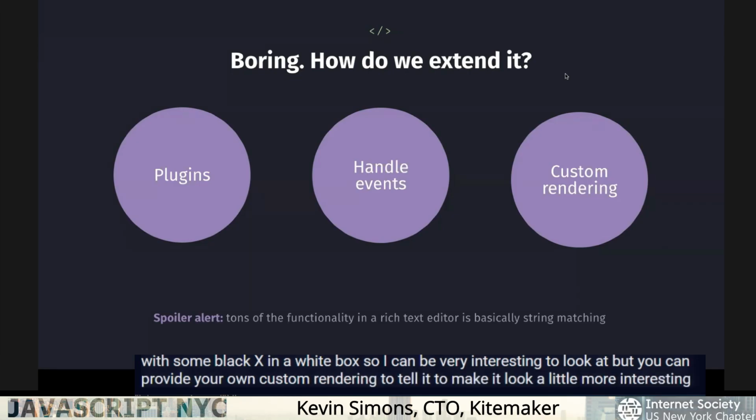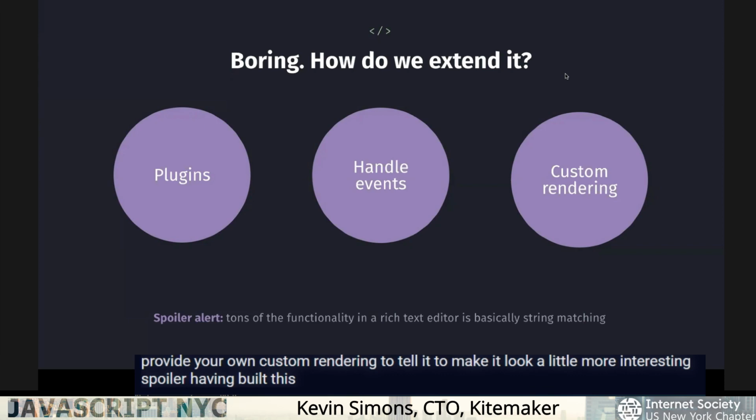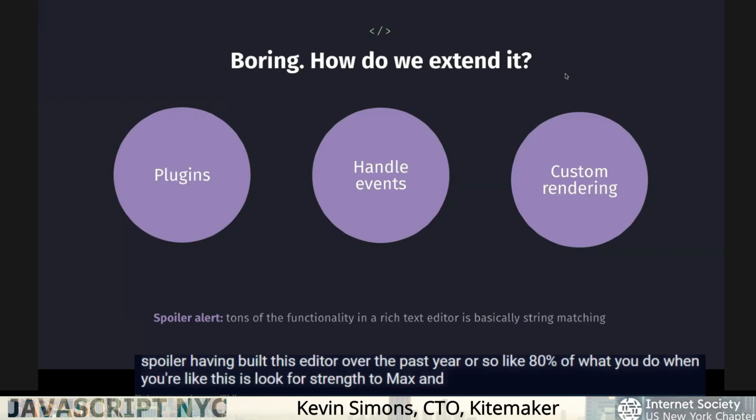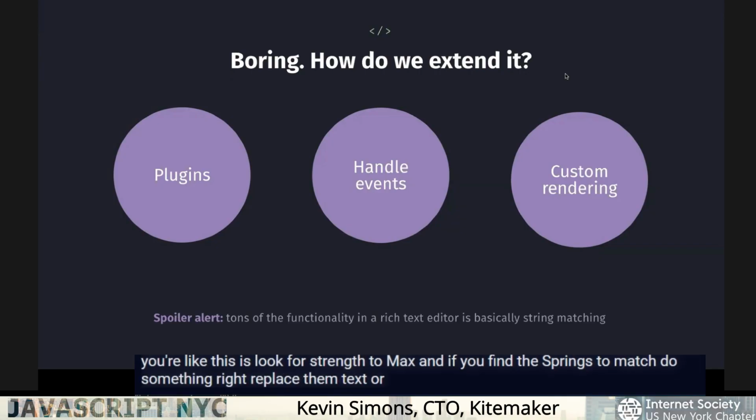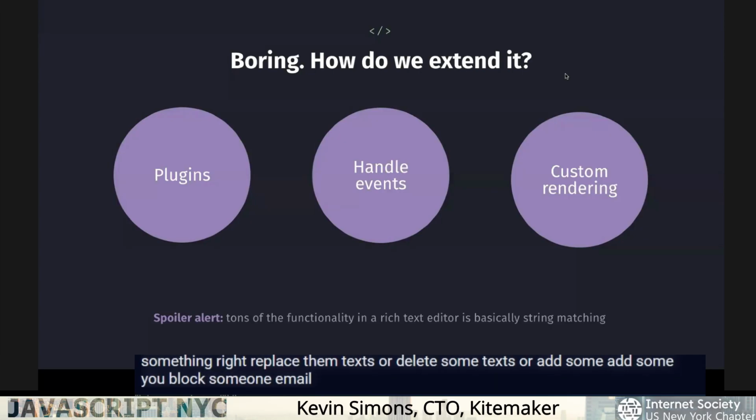And here's the kind of spoiler. Having built this editor over the past year or so, like 80% of what you do when building an editor like this is look for strings to match. And if you find the strings to match, do something, right? Replace some text or delete some text or add some new blocks or whatever. But you mostly match strings. You look for colon, name of emoji, colon, and replace it with the emoji, or you look for a pound sign and a space and then turn it into a headline. String matching is 80% of the job.